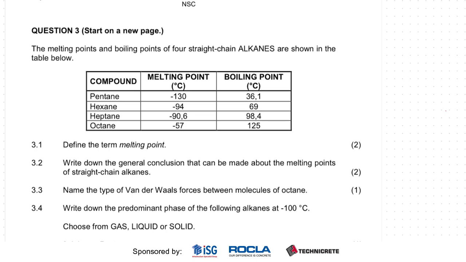So let's do some work here. Let's just say how long each chain is. So from the prefix pent, hex, hept, and oct, we know that pent is a 5 carbon chain, hex is 6, hept is 7, and oct is 8. Okay, like octopus, 8 legs. All right.